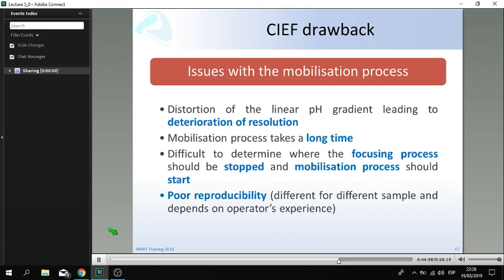If you don't wait long enough, samples are not going to focus. They're still going to be traveling and trying to find their pI. If you wait too long, your samples will start aggregating and blocking the column. So it's kind of hard to figure out when is the best. And there's quite poor reproducibility for this method. It's different for different samples and really depends on the operator's experience.